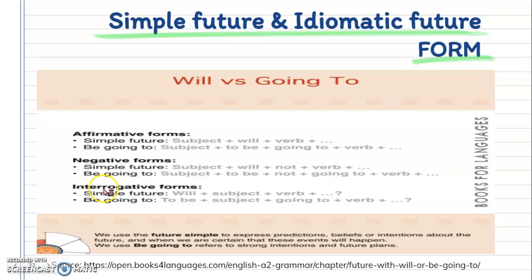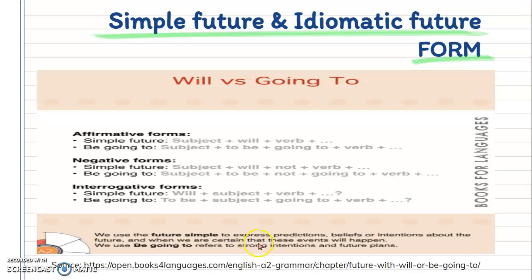Negative sentences in idiomatic future include a subject, the verb to be, not, going to, the verb, and a complement. The interrogative form in simple future includes the auxiliary will, a subject, a verb, a complement, and obviously the question mark. Interrogative sentences with idiomatic future include the verb to be, the subject, going to, the verb, a complement, and the question mark.